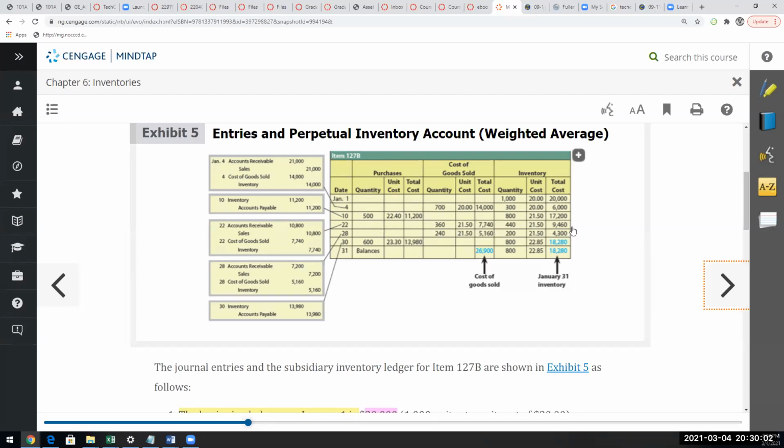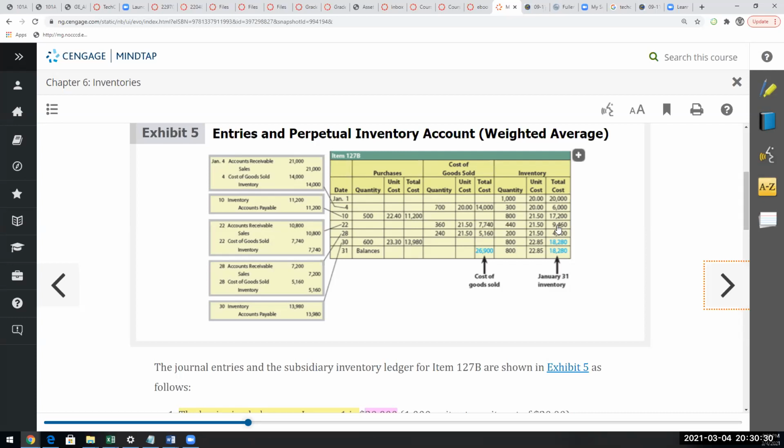This is on the 22nd. Does everyone see where we got every stinking number? 360, 21.50, 7,740, 440, 21.50. These are not mystery numbers. They all came from somewhere. So I'm happy to say, where'd you get that number? I'll tell you. You won't lose any sleep. That's my goal, to have you sleep restfully, not wondering, where did you come up with that $21.50?